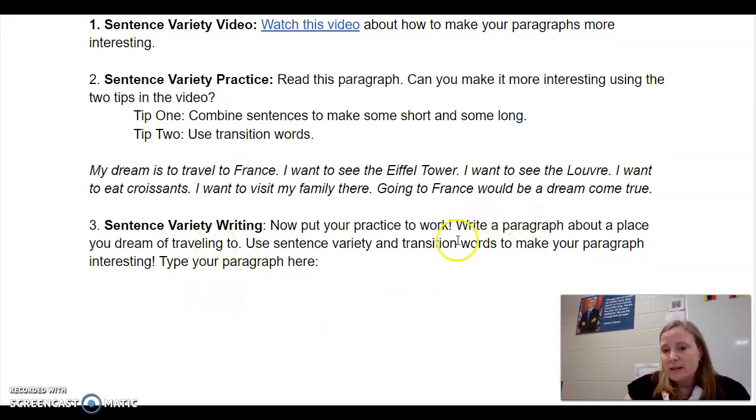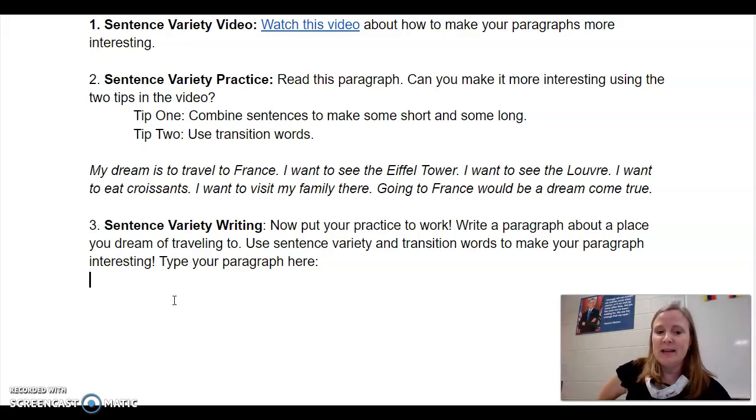And then after you have made that better, you get to practice writing your own paragraph that's more interesting. So not I want, I want, I want, but something interesting about a place that you dream of traveling to. So where would you like to go? Write a paragraph about that. Use sentence variety and transition words to make your paragraph interesting. So you can type your paragraph right there. Maybe hit enter and then start your paragraph there. Okay? So that's the work for today.